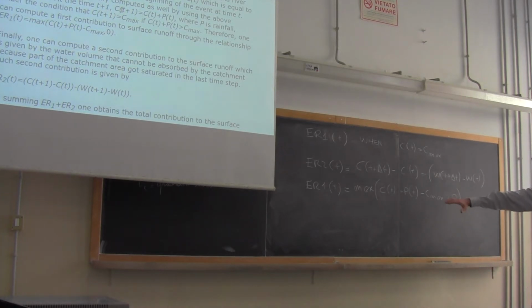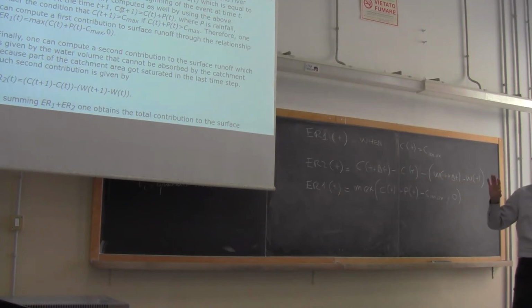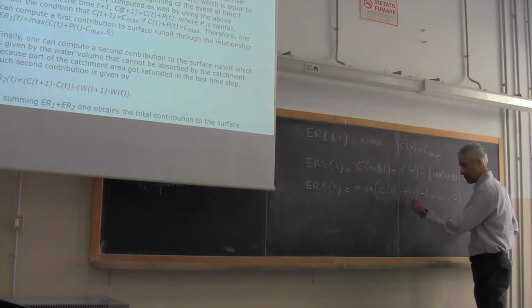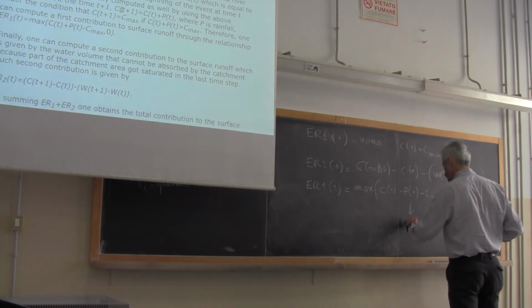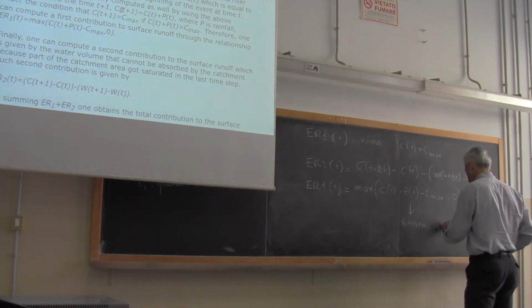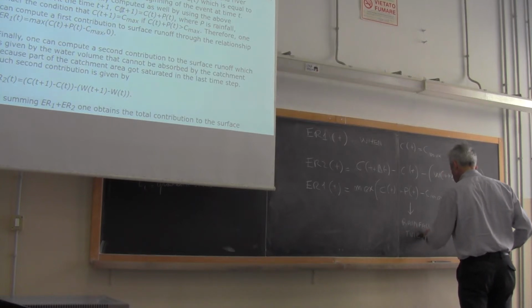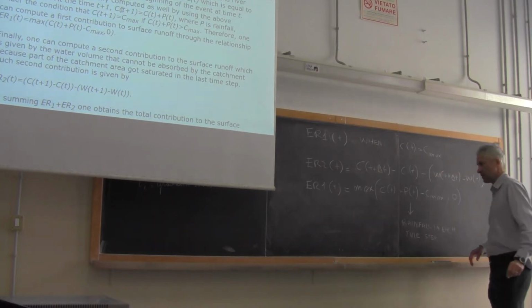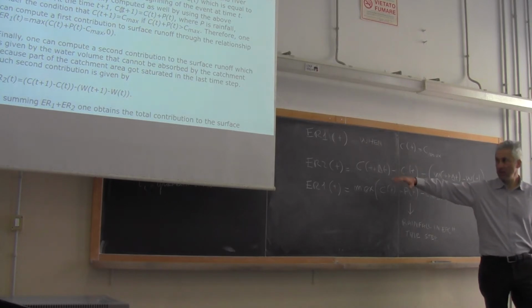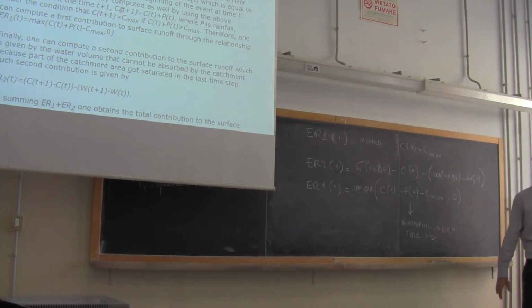So if I write an algorithm to compute surface runoff according to these two expressions at each time step, where Pt is rainfall in each time step, so if I write an algorithm that computes at each time step ER2 and ER1 according to these two expressions, that's the target. The sum of these two is surface runoff, and this one may be 0.